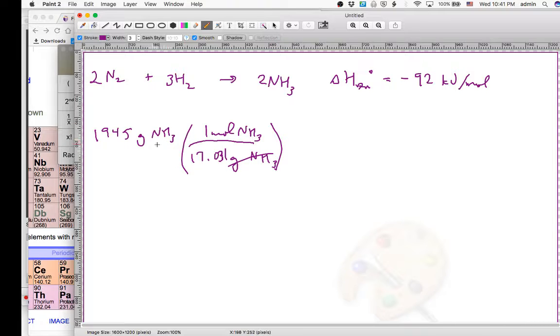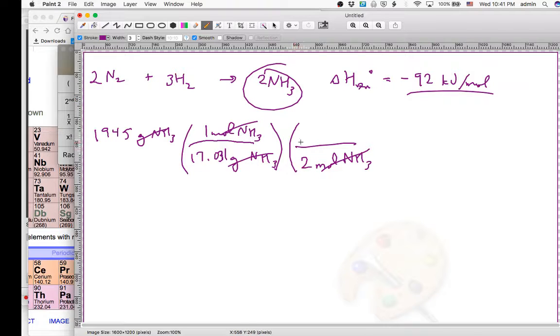Okay, so grams of ammonia cancel. I found the molar mass, and there it is. Now I have moles of ammonia, but I don't want moles of ammonia. I want kilojoules. I want how many kilojoules I'm going to get. So for every 2 moles of ammonia, strategically place your moles of ammonia to cancel out moles of ammonia. For every 2 moles of ammonia, I get this much energy.